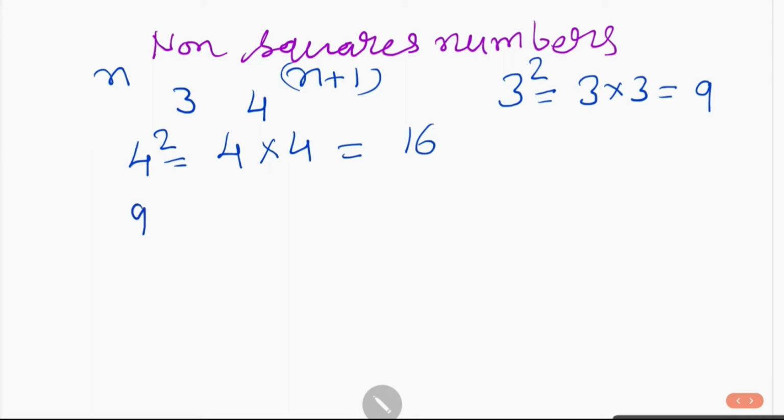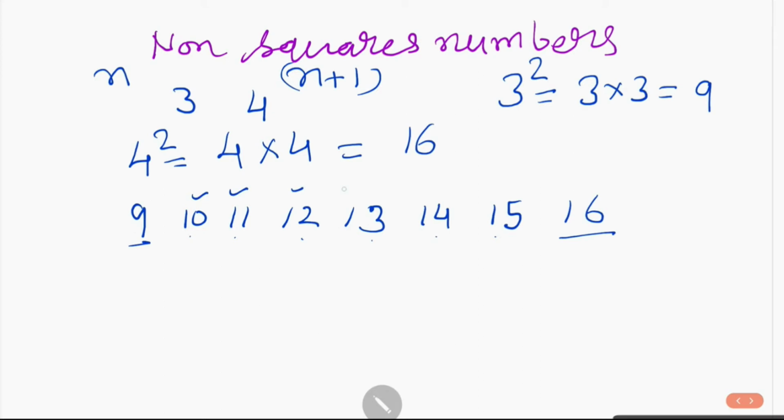Now 9 is the perfect square of 3. Then 9, 10, 11, 12, 13, 14, 15 and 16. So between 9 and 16, how many numbers are non-square? 1, 2, 3, 4, 5, 6. We have done the counting here. Between 9 and 16, there are 6 numbers.